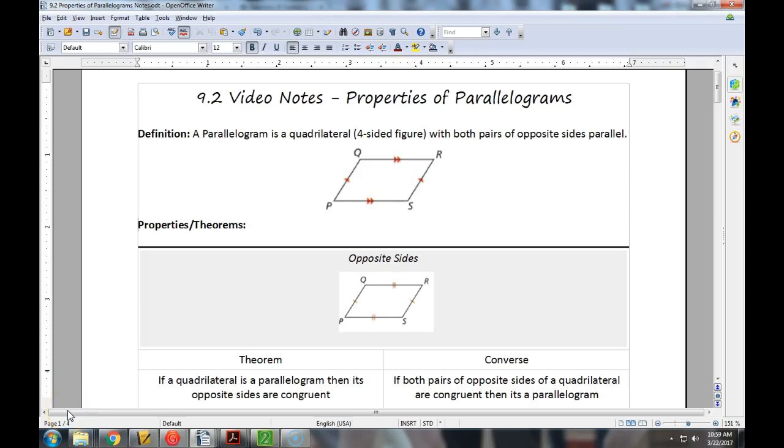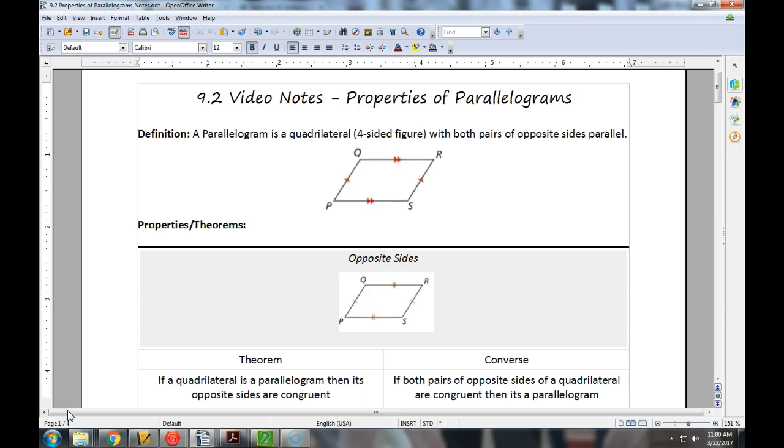Alright, 9.2 video notes, properties of parallelograms. So we're going to spend the next 3 or 4 sections basically focusing on quadrilaterals because there's so many of them. We have parallelograms, rectangles, rhombuses, squares, trapezoids, and they all have different properties. I'm going to go through in class and build a hierarchy for you. But today we're going to focus on the parallelogram because that's the basic one that a lot of other shapes have properties similar to.